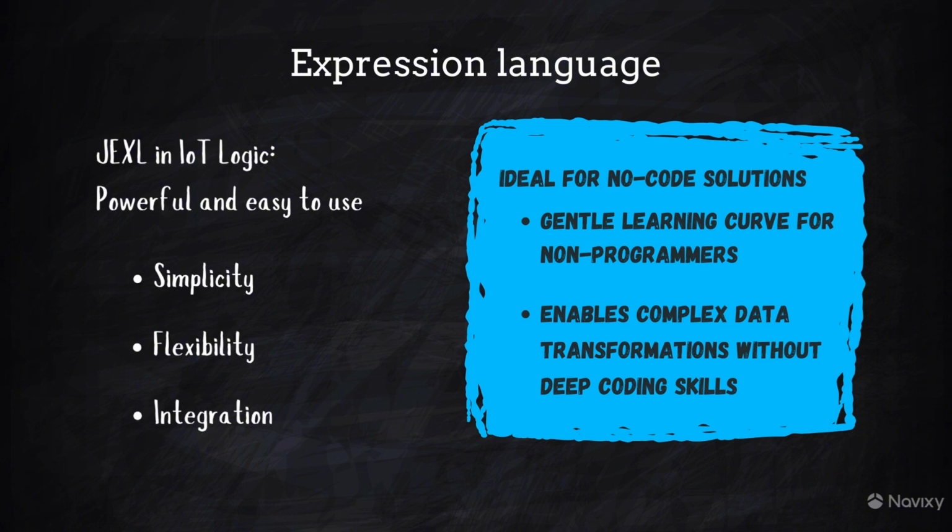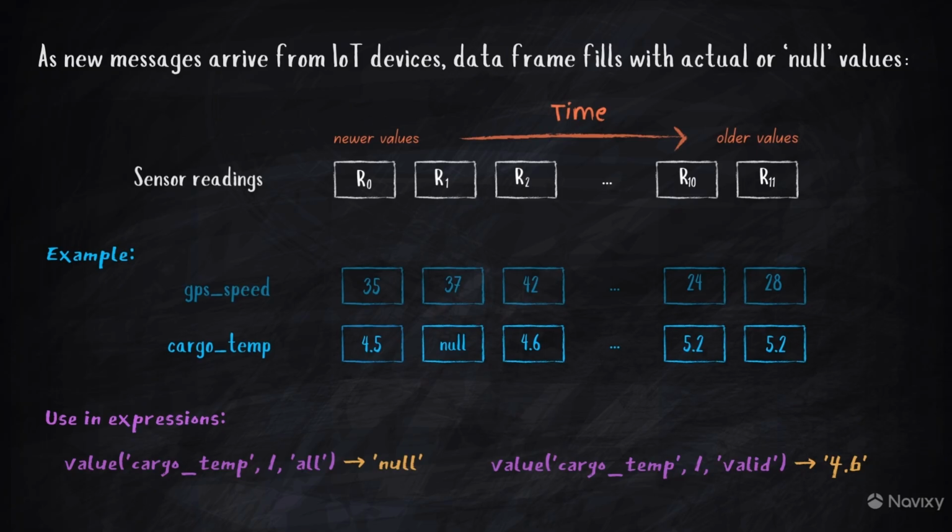Simplicity. It uses straightforward syntax that's easy to learn and read. Flexibility. It can handle a wide range of operations, from basic arithmetic to complex logical expressions. Integration. It seamlessly integrates with Java objects, making it a natural fit for the Navixy platform. For those new to coding, it provides a gentle learning curve while offering the power to perform complex data manipulations. This makes it an ideal choice for IoT Logic, allowing users to create sophisticated data transformations without the need for full-fledged programming skills.